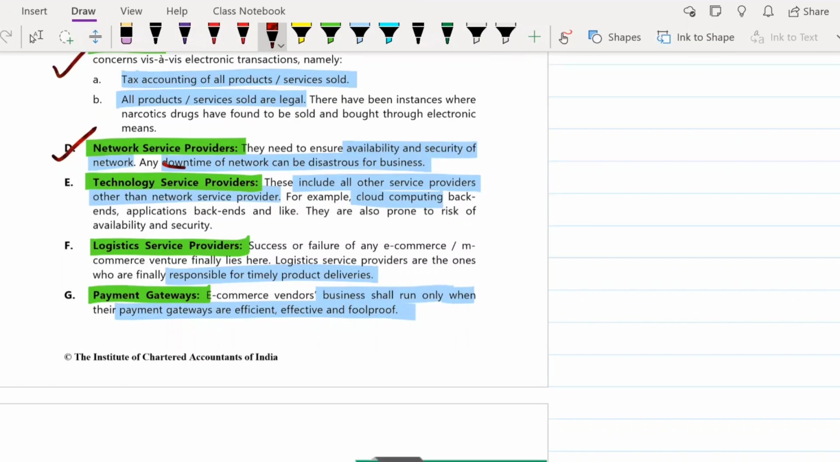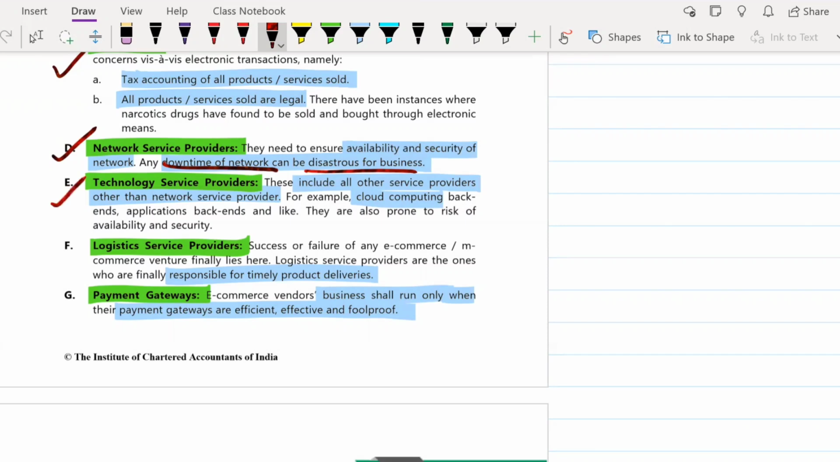What this means is that network providers must be able to provide the best internet connection. Suppose Flipkart has its Big Billion Days, and during Big Billion Days the whole network was down for 5 hours. Flipkart will have a very bad reputation, and it is going to lose out on a lot of money.